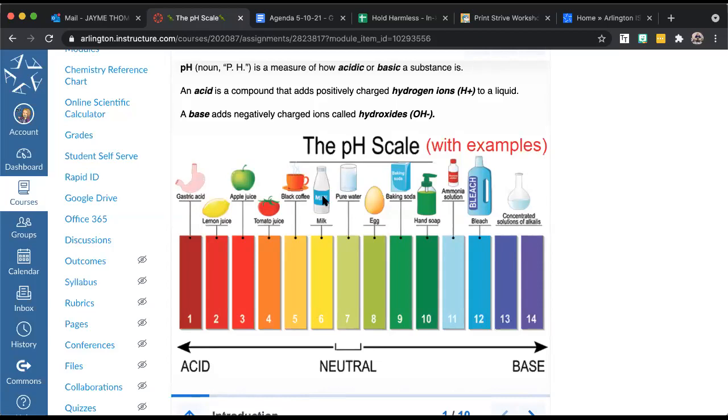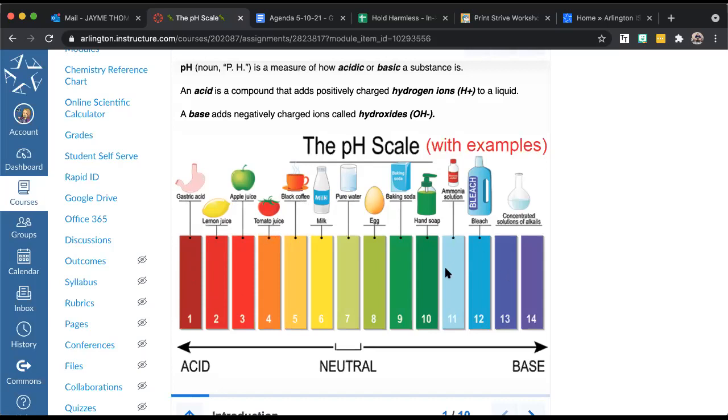So things like milk and black coffee are going to be weakly acidic because they have a little bit of hydrogen ions, but not as many as something like lemon juice or our stomach acid. Our stomach acid is hydrochloric acid, which is a strong acid, and so it fully dissociates. Lemon juice is citric acid, which is a weak acid, but it's going to be stronger than what's in milk or black coffee. Okay.